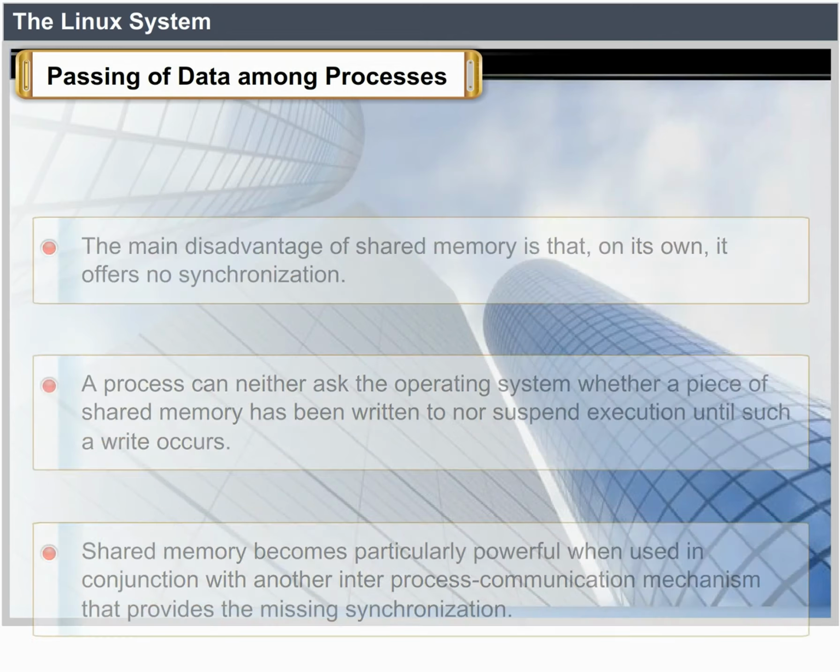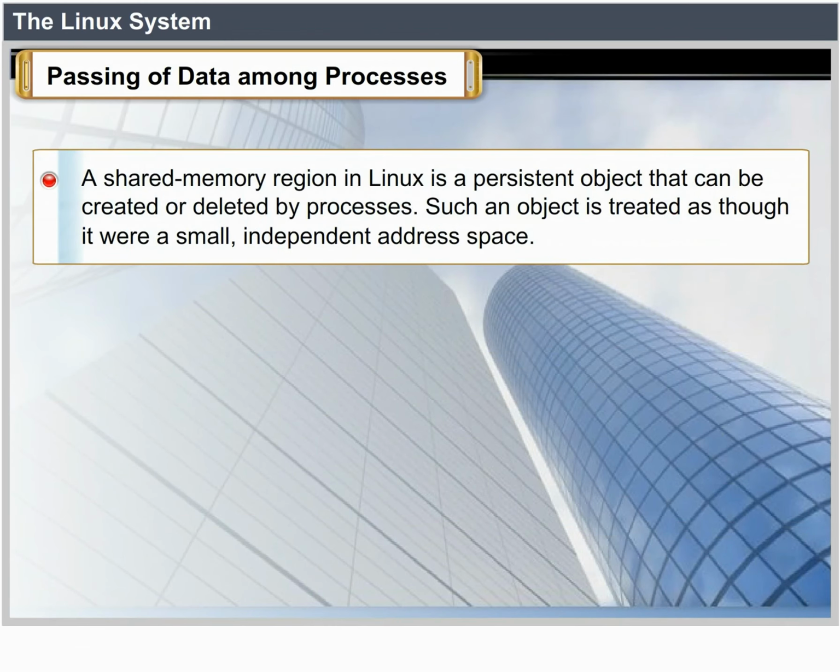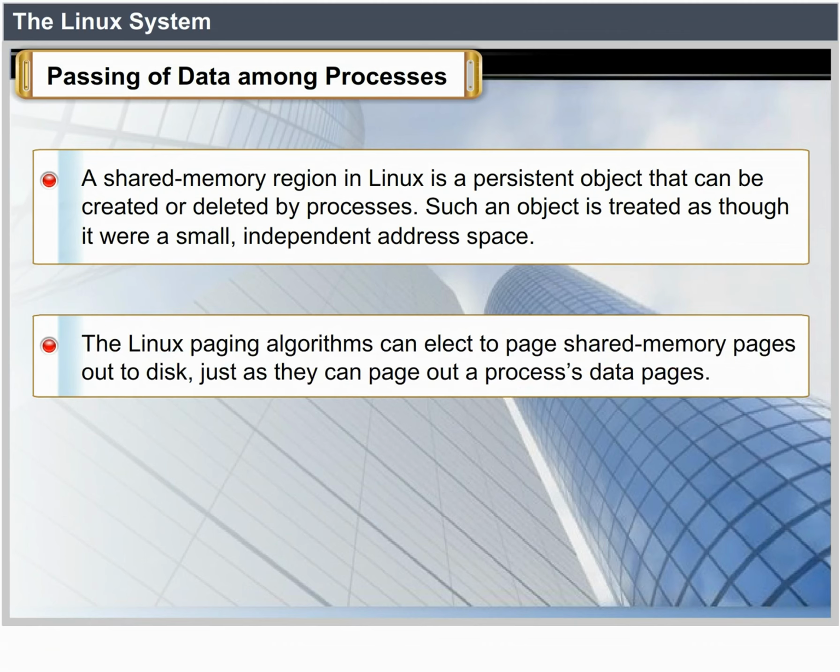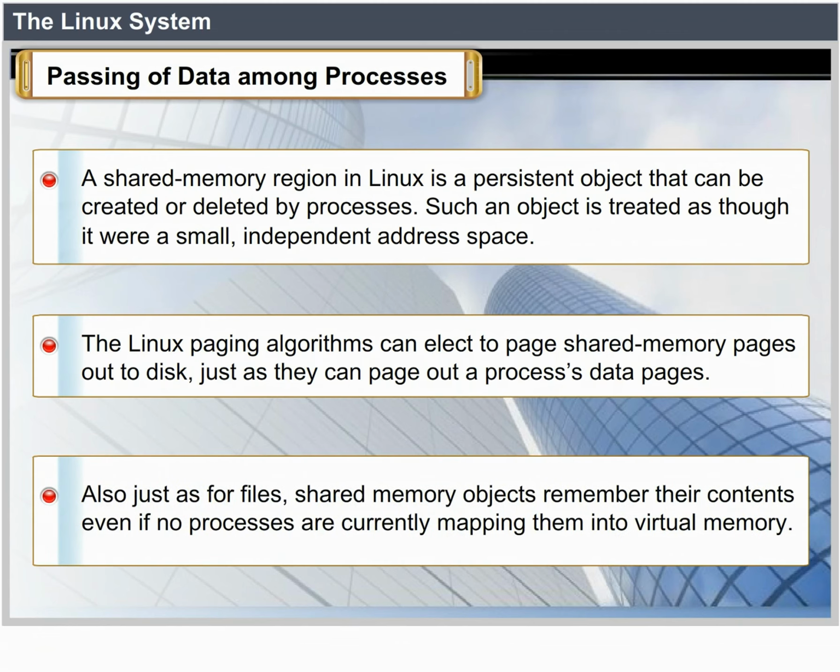A shared memory region in Linux is a persistent object that can be created or deleted by processes. Such an object is treated as though it were a small independent address space. The Linux paging algorithms can elect to page shared memory pages out to disk just as they can page out a process's data pages. The shared memory object acts as a backing store for shared memory regions just as a file can act as a backing store for a memory mapped region.